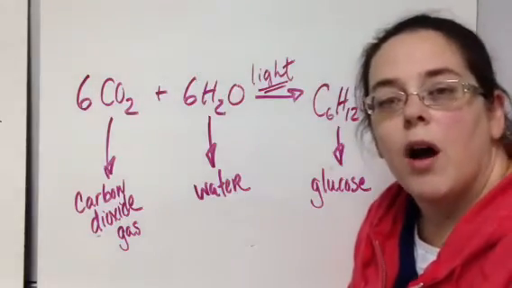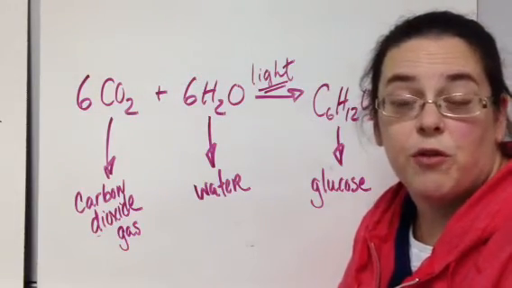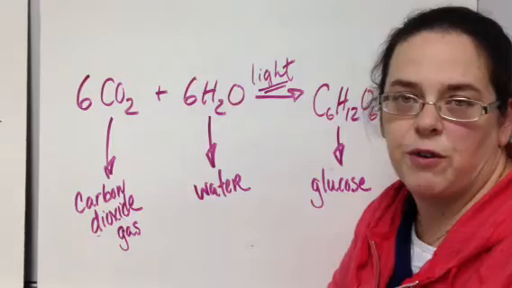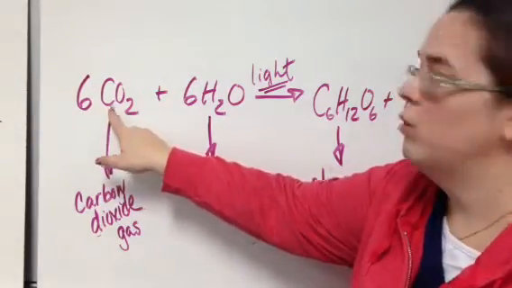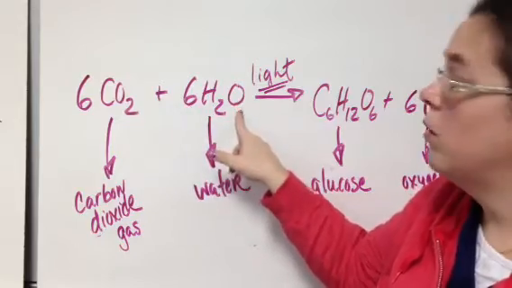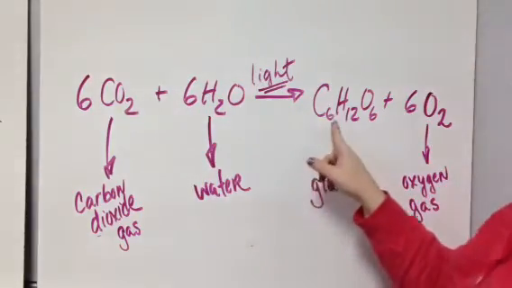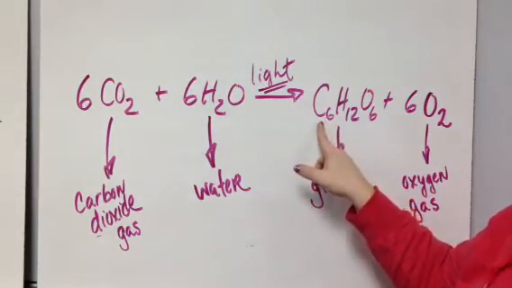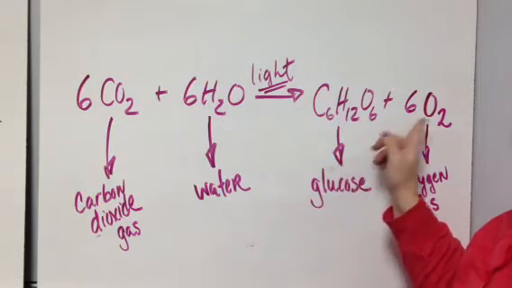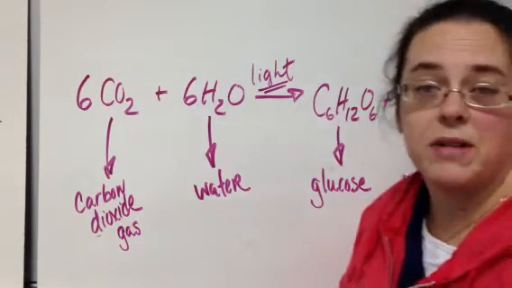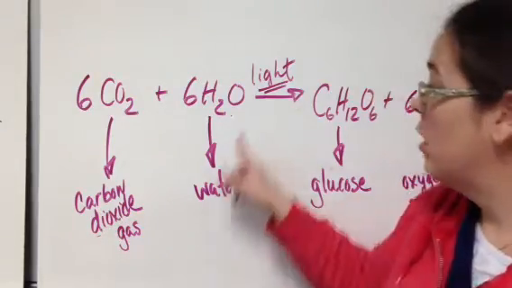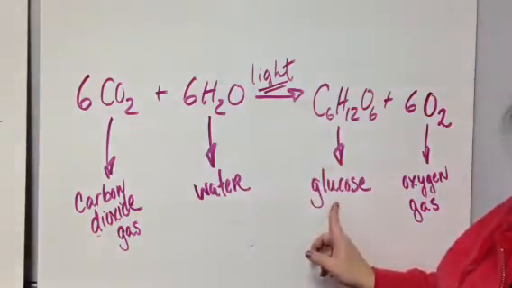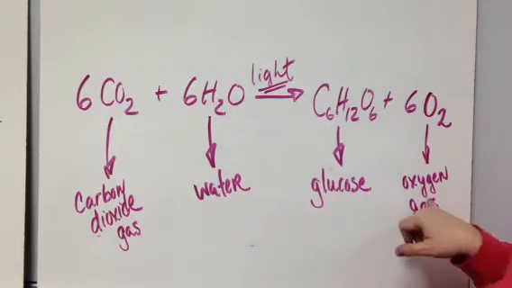Okay, so we talked about the basic formula for photosynthesis. Now let's talk about the specific formula for photosynthesis, and that is 6 CO2 plus 6 H2O with light yields C6H12O6 plus 6 O2. And what that means in word form is carbon dioxide gas plus water and sunlight yield glucose plus oxygen gas.